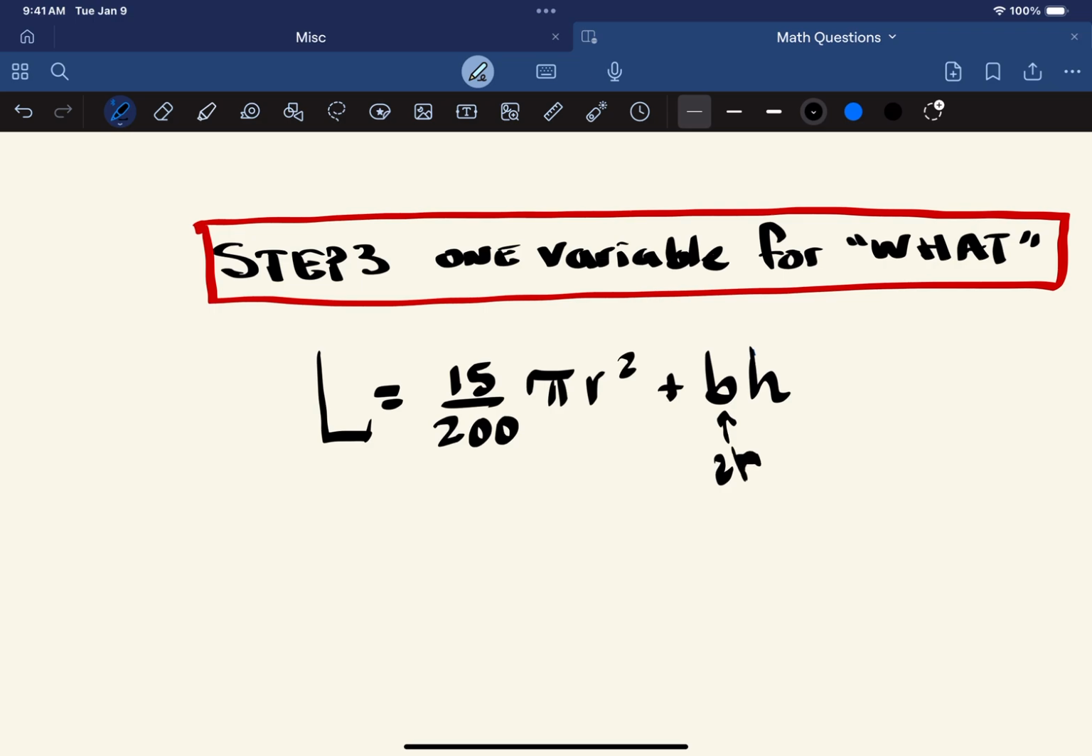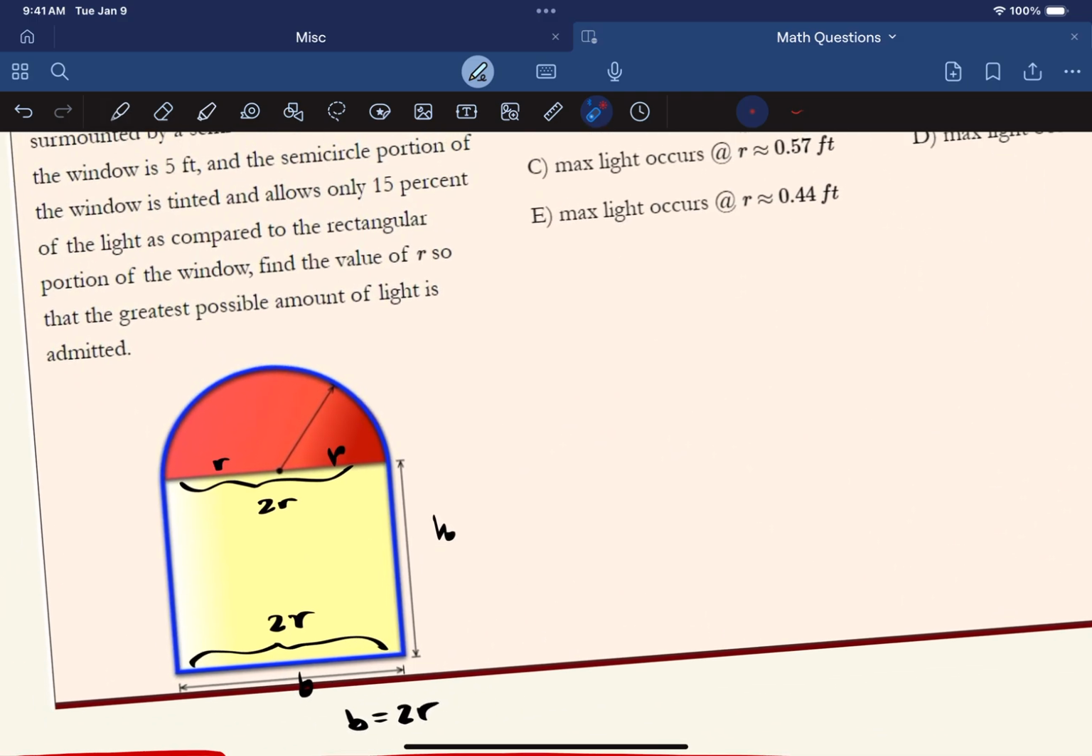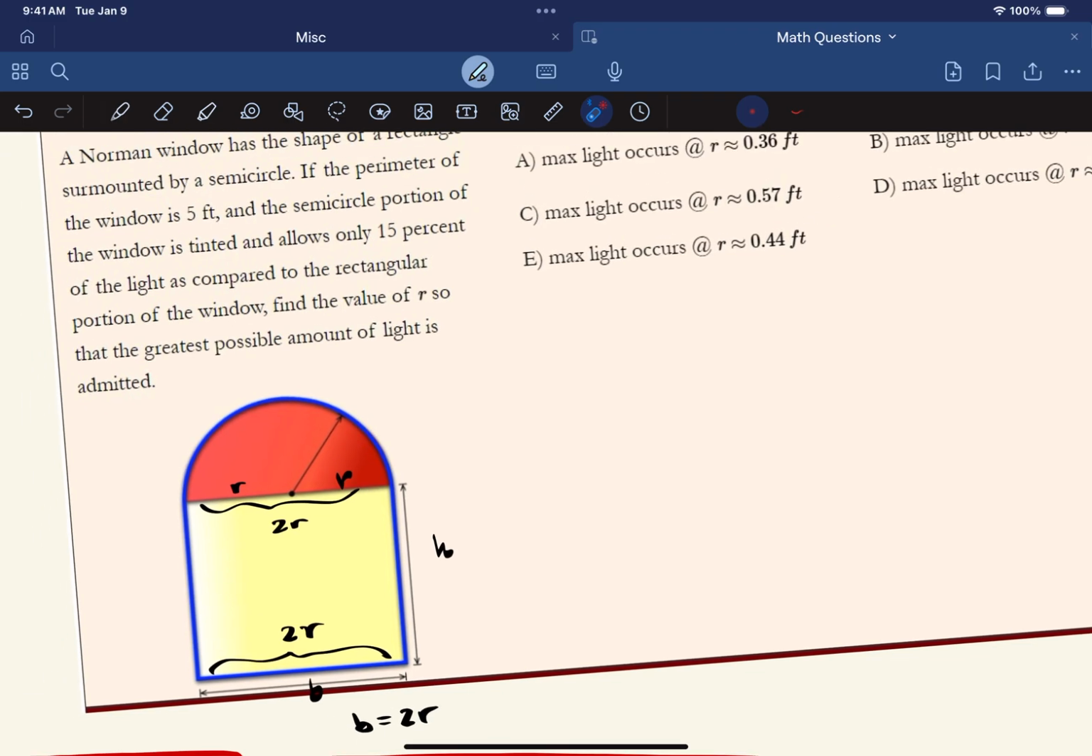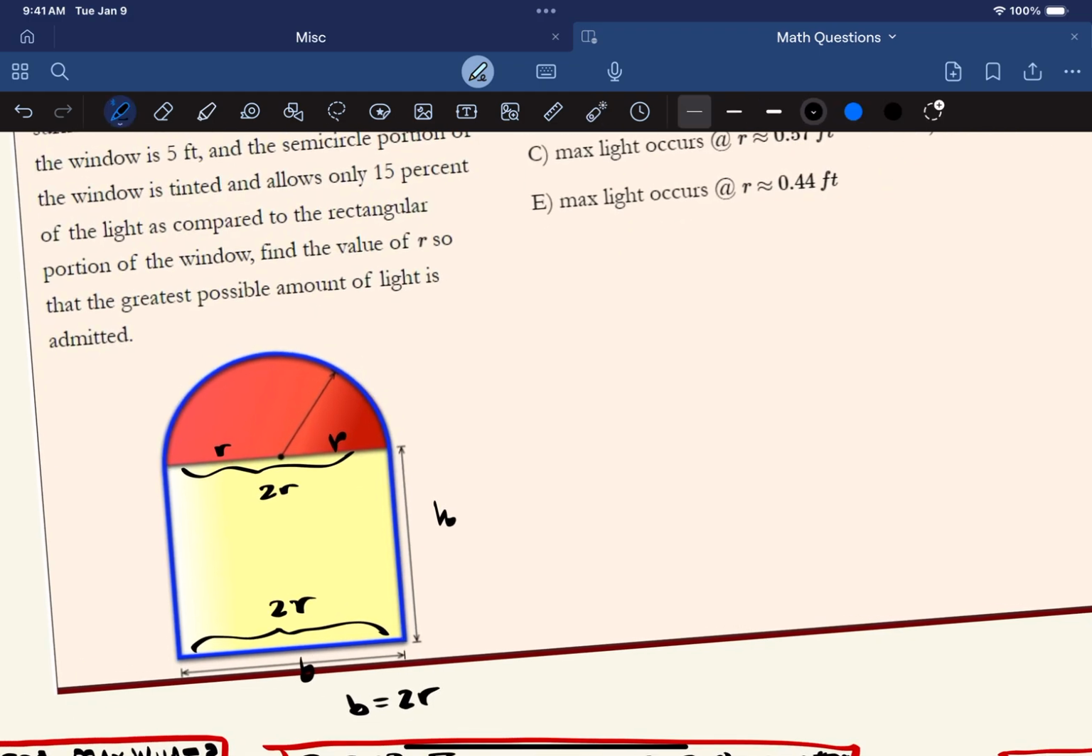And then if I count, I have r's, and I still have h. I don't like this h here. We've got to get rid of that h somehow. So I'll go back to the function here. We're told that the entire perimeter is 5 feet. That's a constraint on how big this window can be. It can't be just any size it wants. It can't be the size of Minnesota, for example. And so let's look at that statement right here. The perimeter has to be 5. So the perimeter has to be equal to 5.